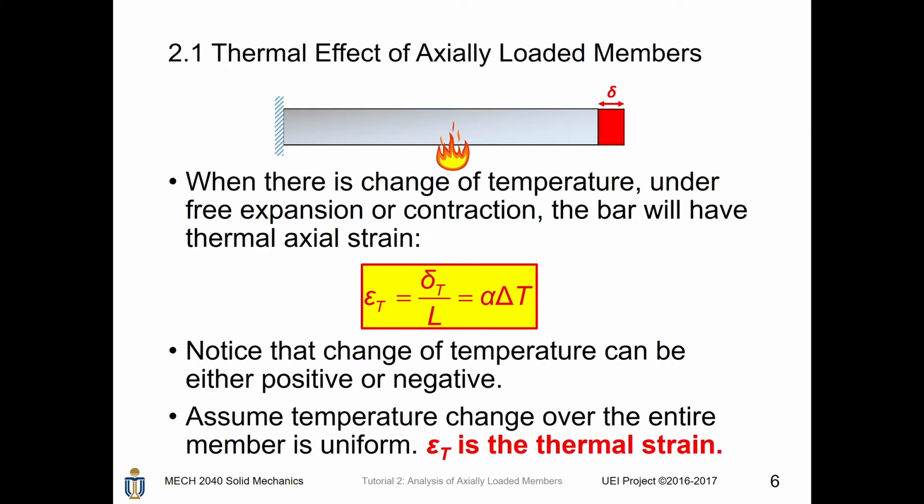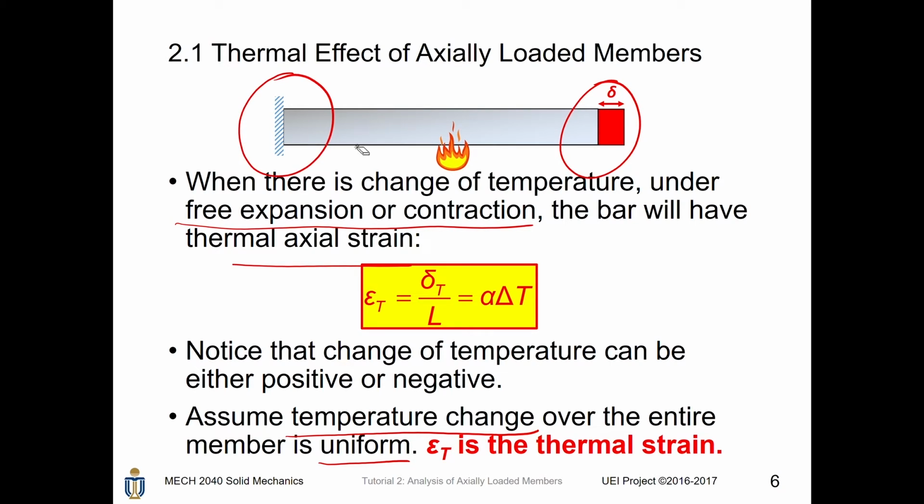So as we just described, when there is a change of temperature on this piece of material, there will be free expansion or contraction, right? The bar will have the thermal axial strain. Also, the change of temperature can be either positive or negative. Also, we will assume the change of temperature over the entire member is uniform. So we won't say, okay, this tip is very hot while this tip is very cold. We don't consider that case.